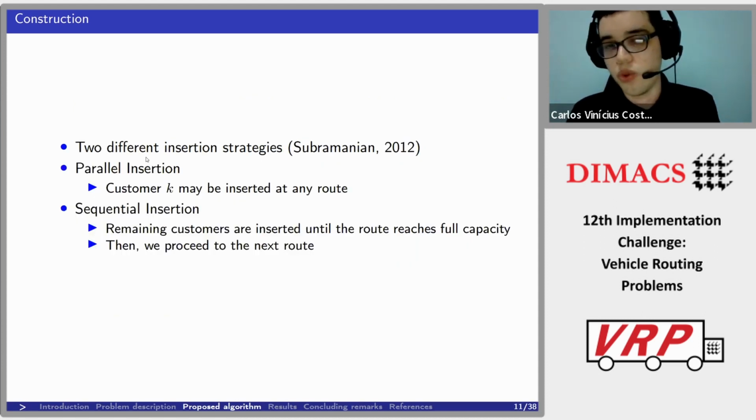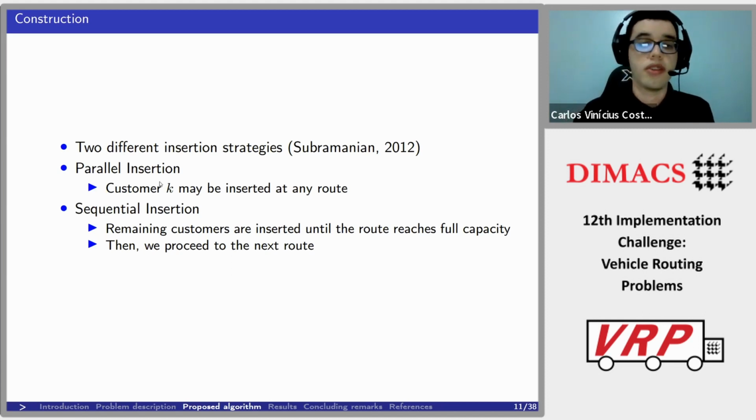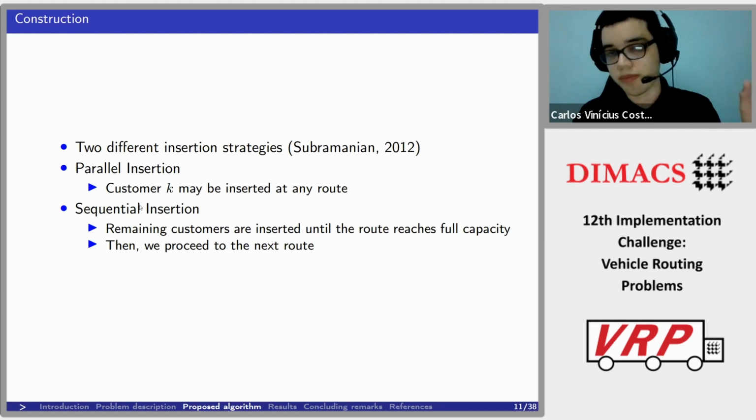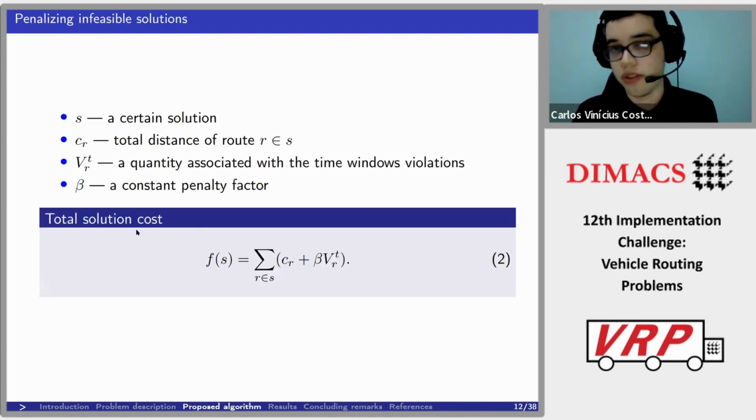We also use two different insertion strategies, which are also chosen randomly. The first one consists in inserting the remaining customers in any route, so the routes are going to grow independently. In the other one, we start from route number one and fill it until its capacity is full, and we proceed to the next route and so on until all customers are inserted.